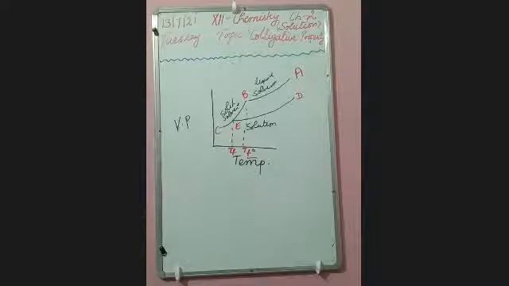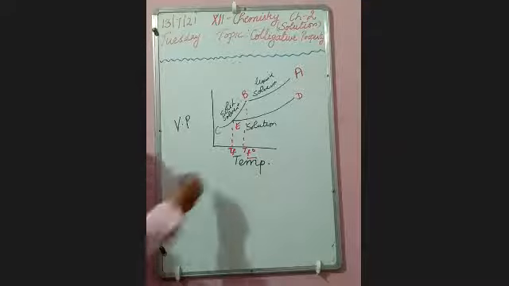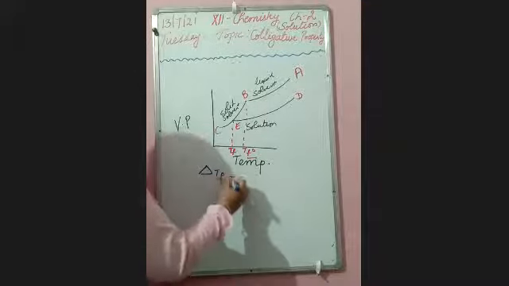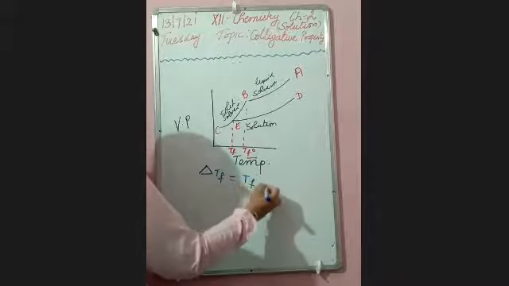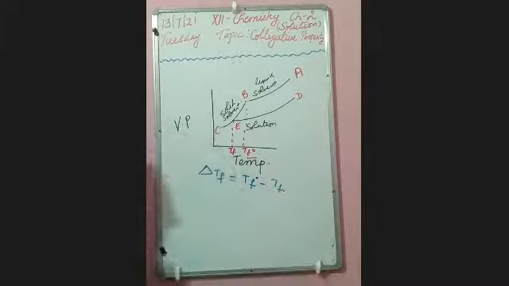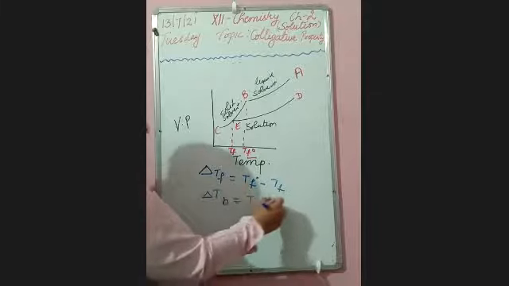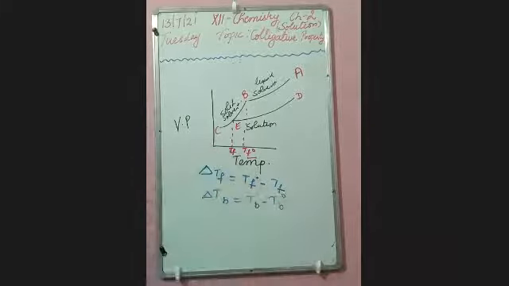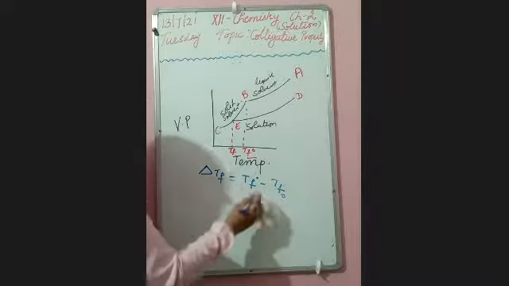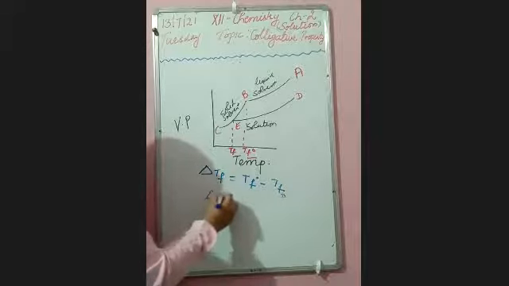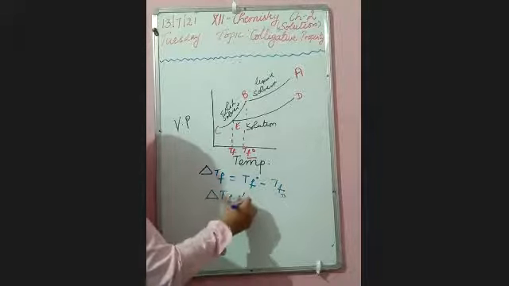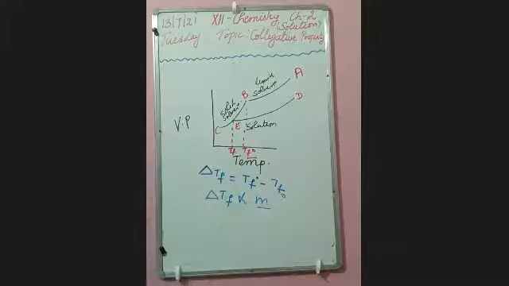Again, delta TF in this case will be TF naught minus TF. In elevation in boiling point, it was solution minus solvent. This is the difference. In this case, this delta TF is also directly proportional to molality.